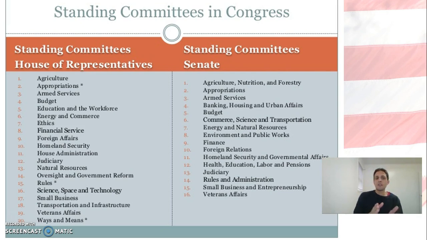First, I want you to try and find the committees in the House and the Senate that correlate with each other. If you look, there are committees in the House that correlate with committees in the Senate. See if you can find the ones that correlate with one another. The second thing I want you to do when you pause the video is figure out what you think are the most important, significant committees in the House and in the Senate.